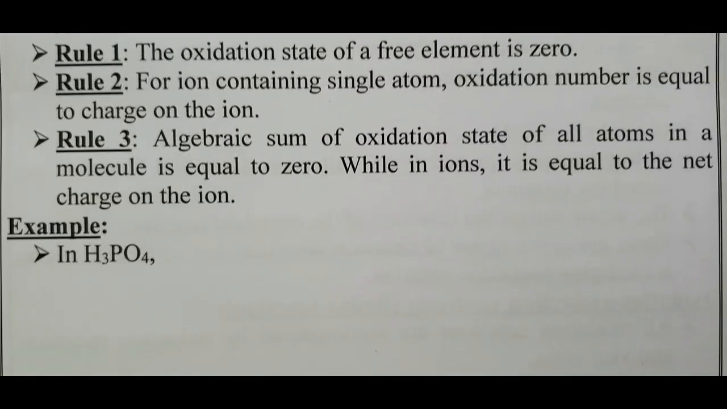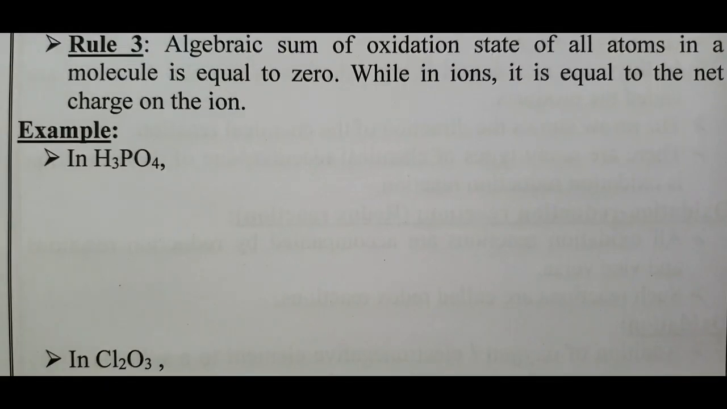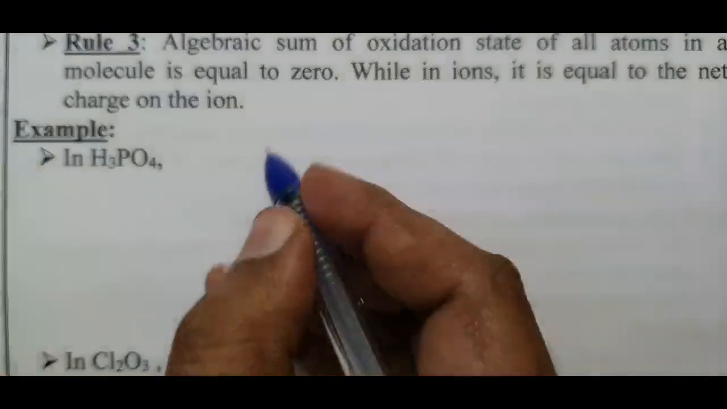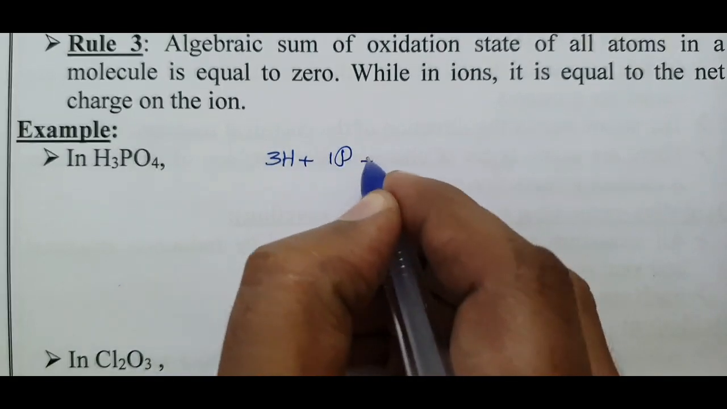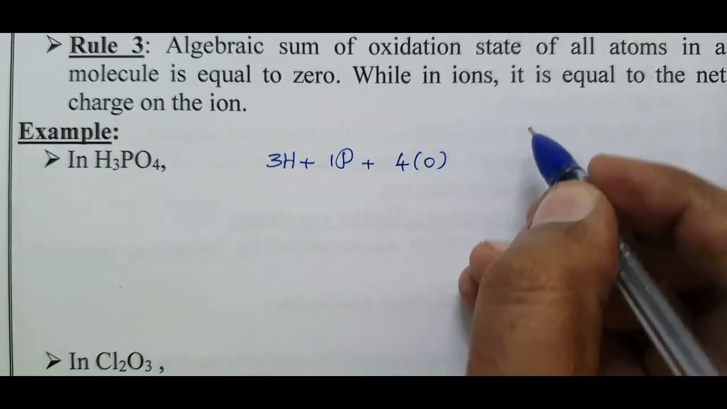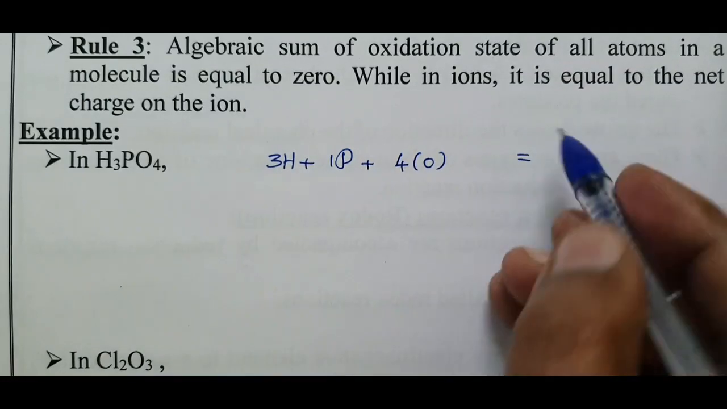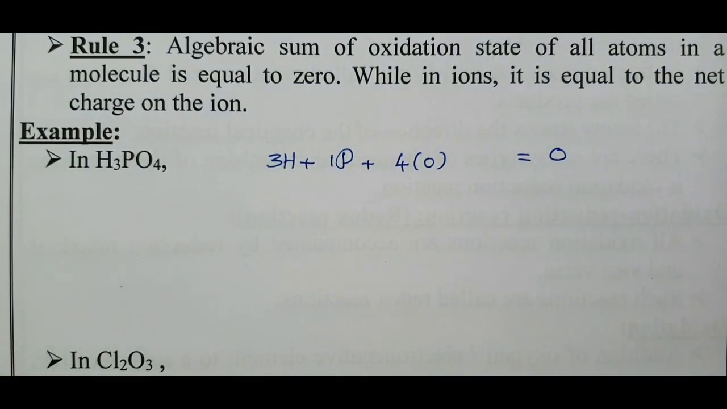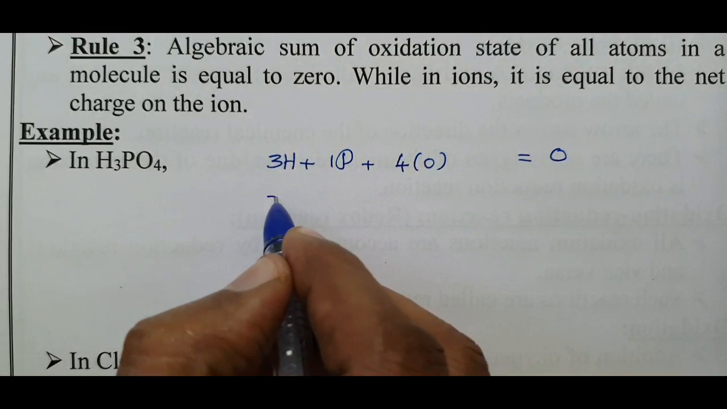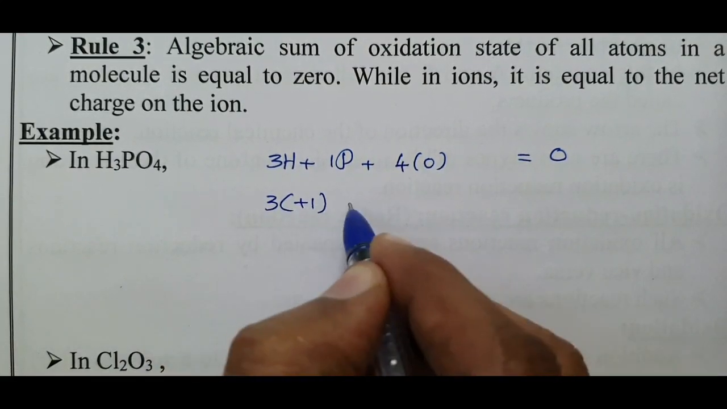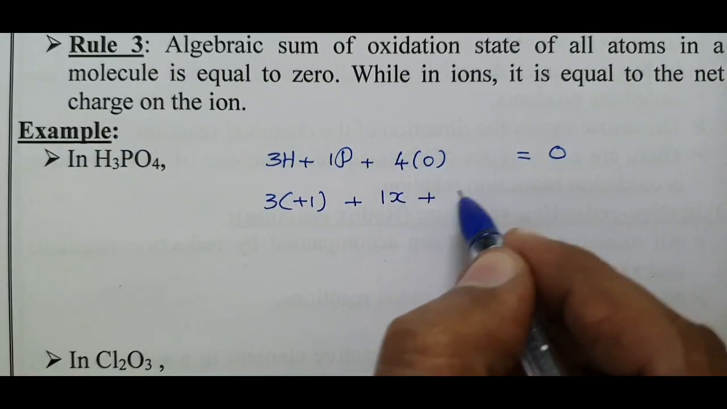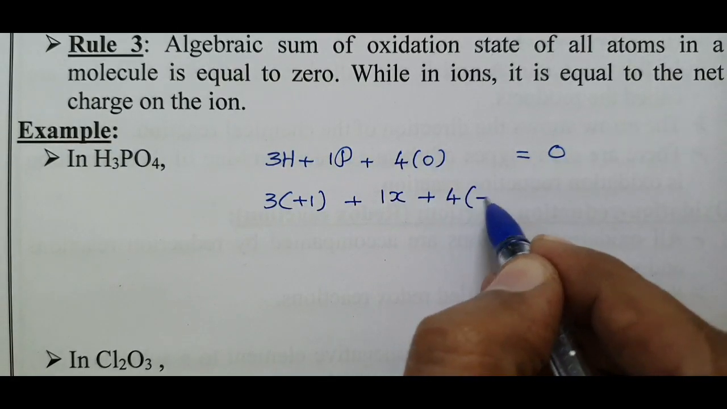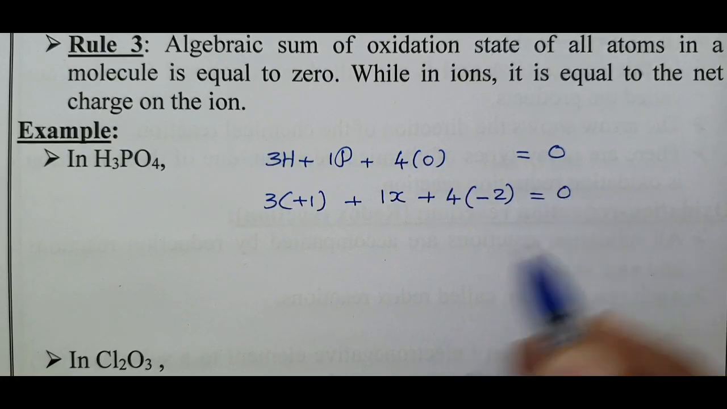For example, now we are going to calculate the oxidation number of phosphorus in orthophosphoric acid. It consists of 3 hydrogen atoms, 1 phosphorus atom and 4 oxygen atoms. We know the sum of the oxidation numbers of the elements in a molecule is equal to 0. 3 into hydrogen oxidation state plus 1, plus the oxidation number of phosphorus, put it as X, plus 4 into oxygen oxidation state minus 2 equal to 0.